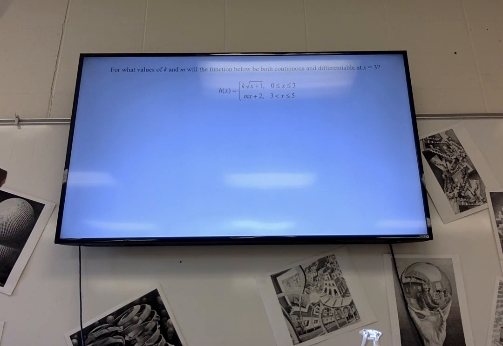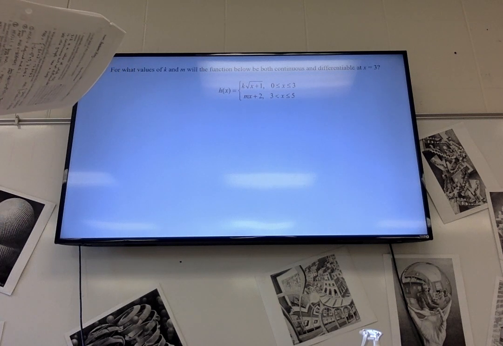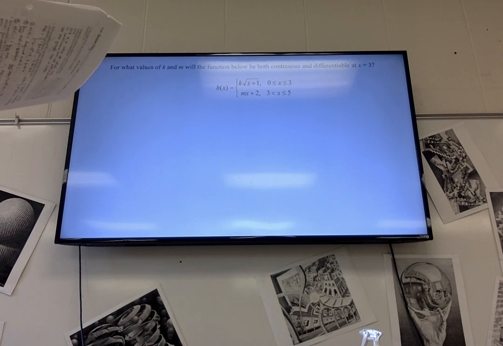Okay, so for what values of k and m will the function below be both continuous and differentiable? We just know it never works at x equals 3. No, we're making it continuous. We're finding k and m. I hated this stuff. Oh my god.